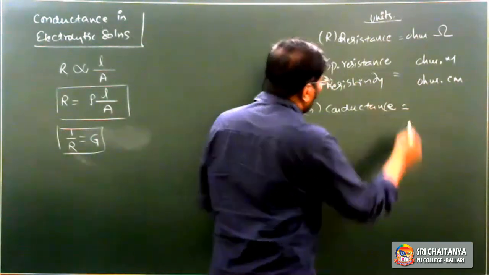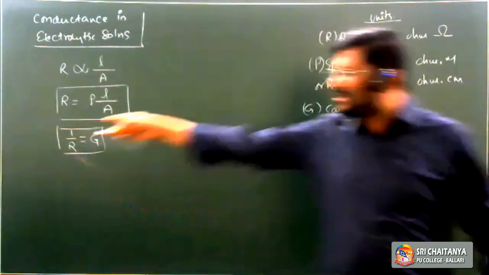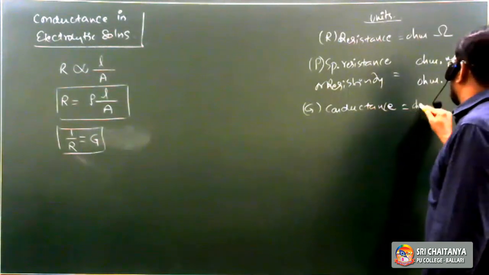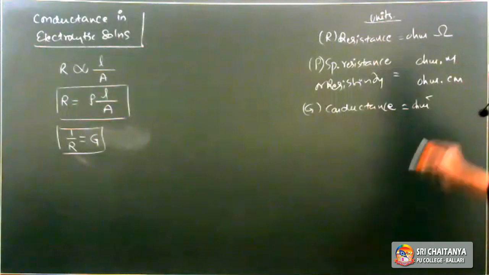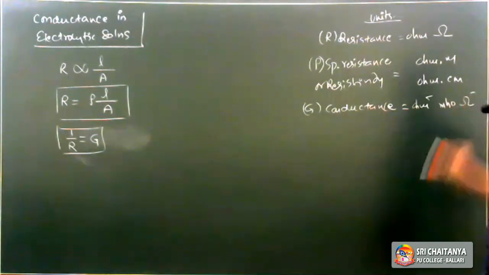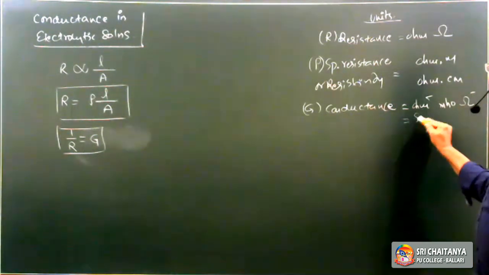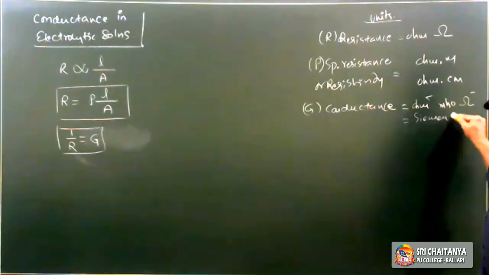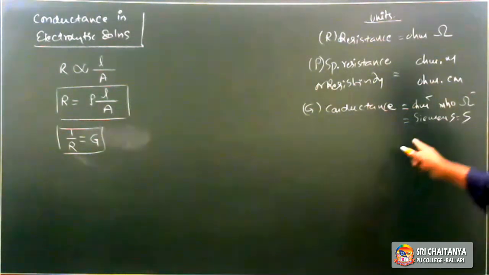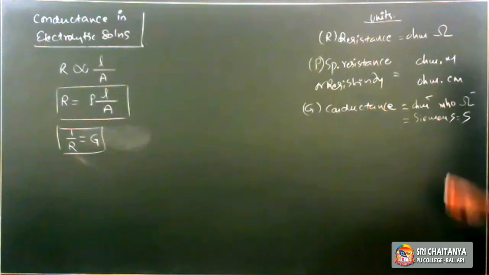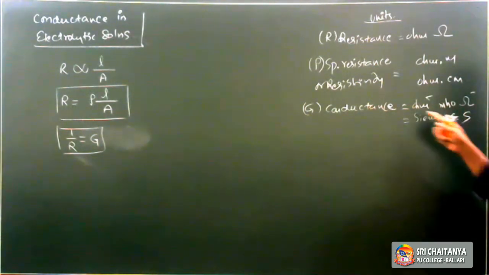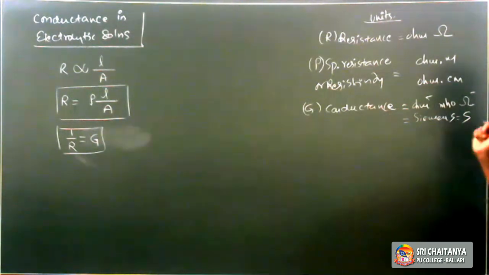Then see, what are the units? 1 by resistance. So ohm inverse, otherwise mho, otherwise symbol ohm inverse or Siemens. Yes, that is Siemens. You can say it is the way you can define. The conductance, the units will be like this.